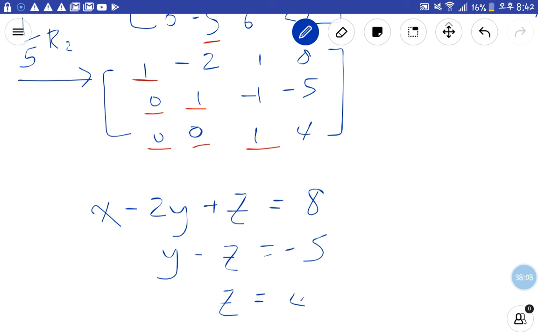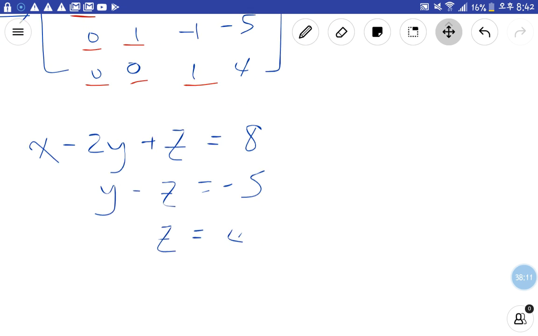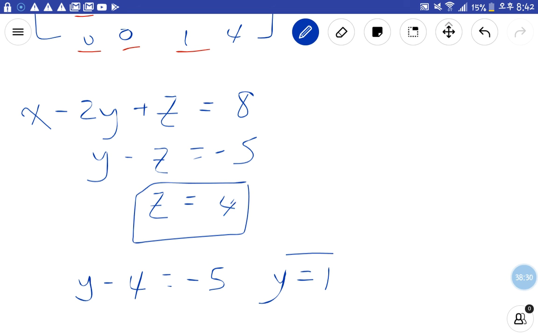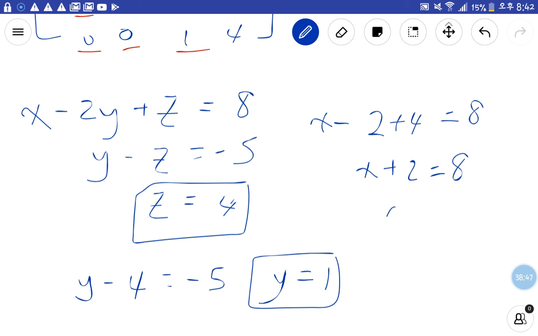z equals 4. So, as we practiced already, replace your z with 4. So you would have y minus 4 equals -5, and your y would be 1. So you got your z as 4 right here, and your y equal 1 is here. Now how can I get my x? Plug in your y and z. So x minus 2 times 1, minus 2, plus 4 equals 8. x plus 2 equals 8. And your x would be what?